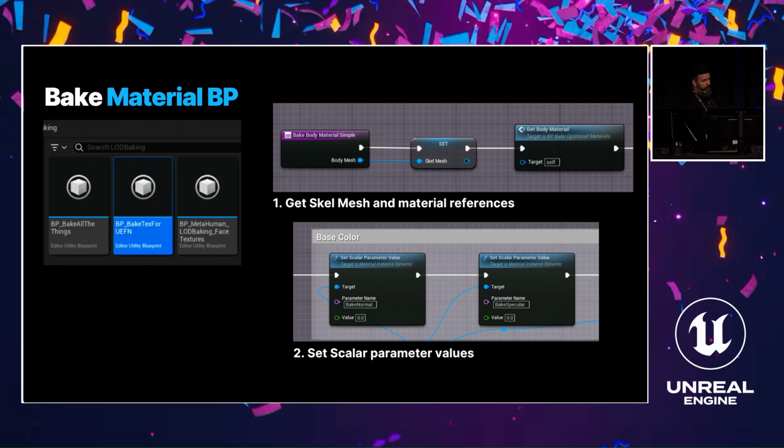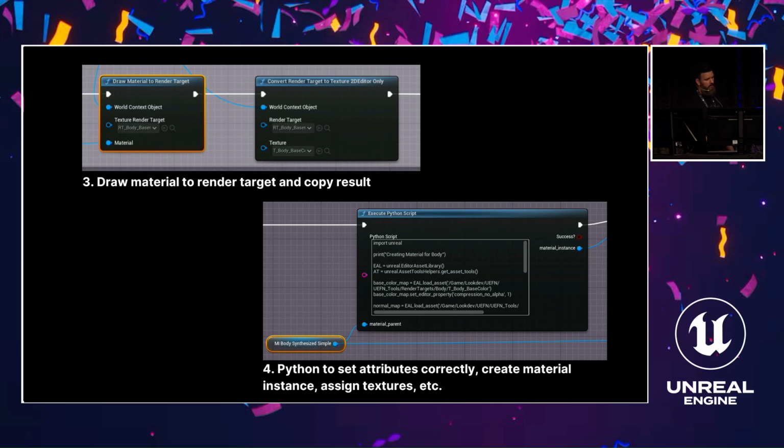Next, we set scalar parameters, values on the baking material to enable or disable whichever parameter we want baked. So for example, if we want the base color, then we set the value to 1 for the base color and 0 for all the others, just to ensure that the function only bakes the base color to the render target. After setting the material parameters, we now draw material to a predefined render target and copy the results into a pre-existing texture map. And once all those texture parameters have been baked, we call a bit of Python at the end to set the texture compression and alpha settings correctly.